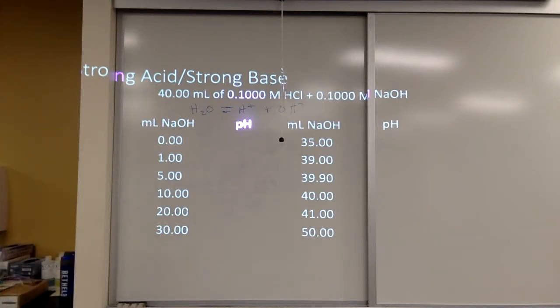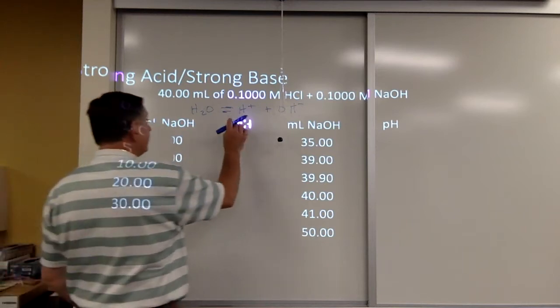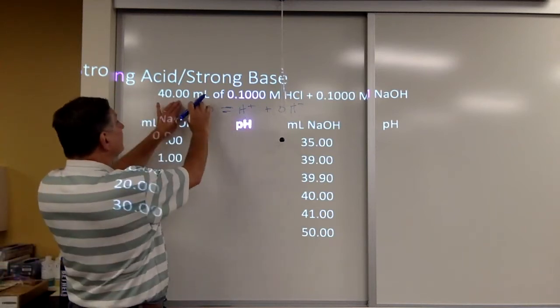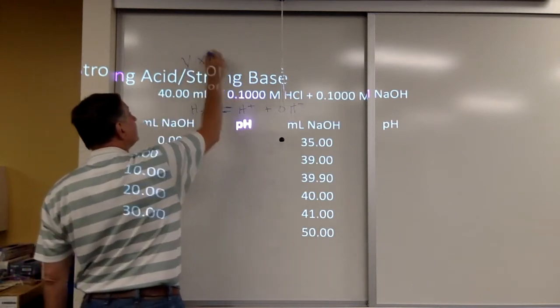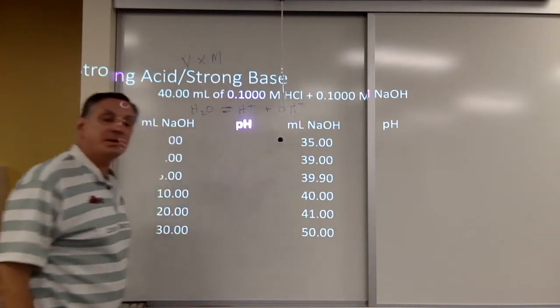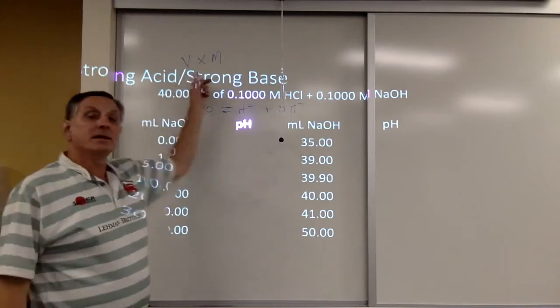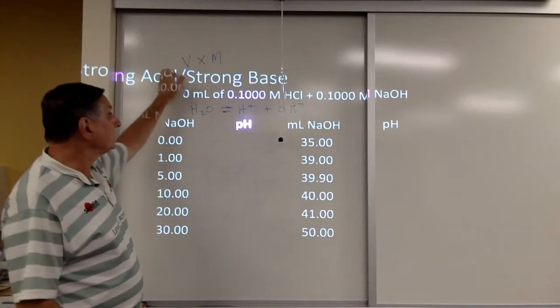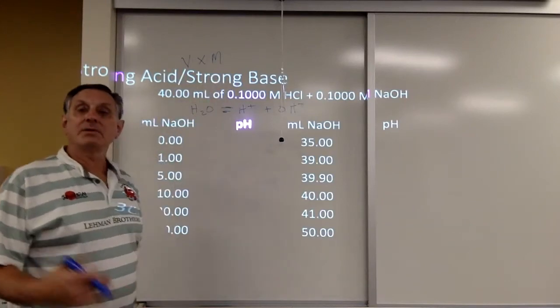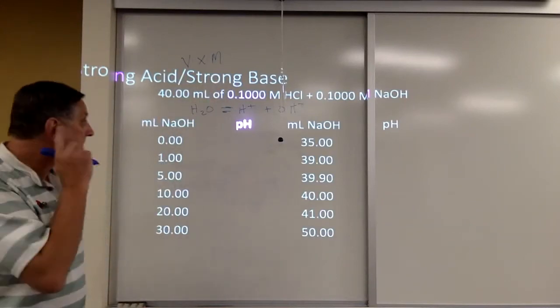Now, in order to actually work through the problems for the titration, we need to work volume times molarity to find millimoles. I'm going to use millimoles. So here we have 40 mLs, 0.1 molar HCl. Volume times molarity. If we're using liters, that gives us moles. If we're using milliliters for volume, volume times molarity gives us millimoles.